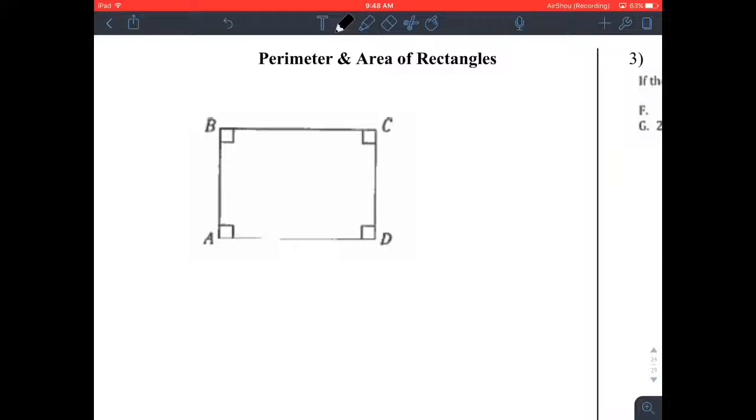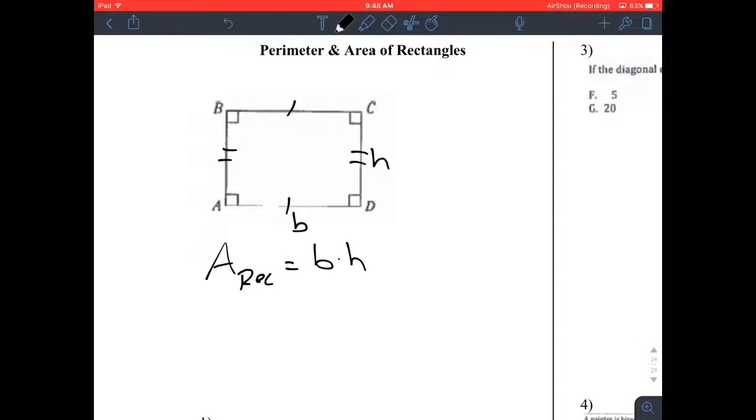Some other facts about rectangles: opposite sides have to be the same length. To find the area of a rectangle, you just take base times height. Base is any side, height is perpendicular to it. To find the perimeter of a rectangle, just like any shape, you add up the lengths of all the sides. So we're going to have a B and a B and an H and an H, which means we got 2 B's and 2 H's.